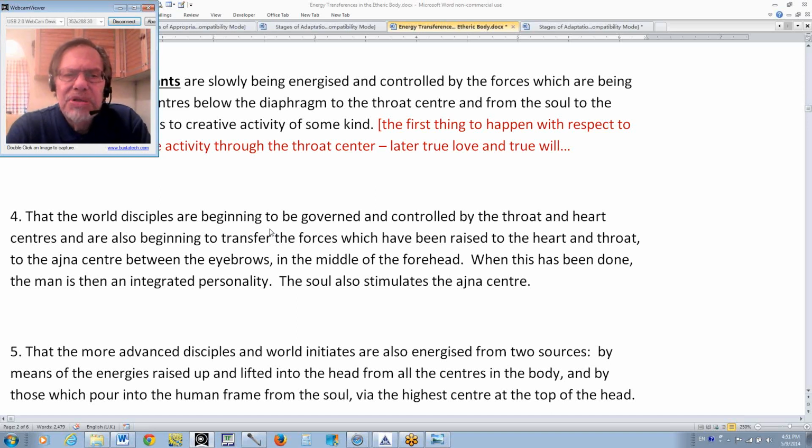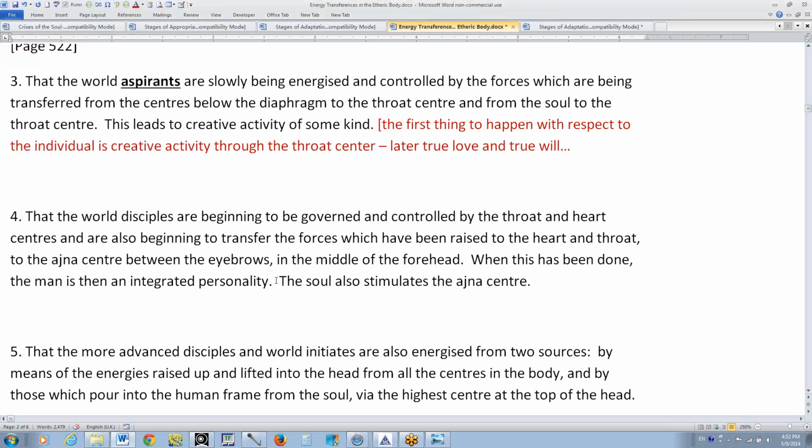The world disciples, the disciples in the world, are beginning to be governed and controlled by the throat and heart centers, which means that the group response and the tendency to consider one's identity as part of the group and the general energy of love is growing, and are also beginning to transfer the forces which have been raised to the heart and throat to the ajna between the eyebrows in the middle of the forehead. When this is done, the man is then an integrated personality, and the soul also stimulates the ajna center. It's coming from 2 directions.